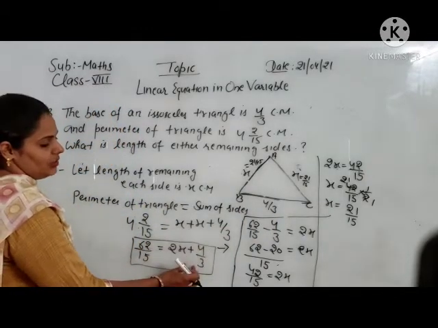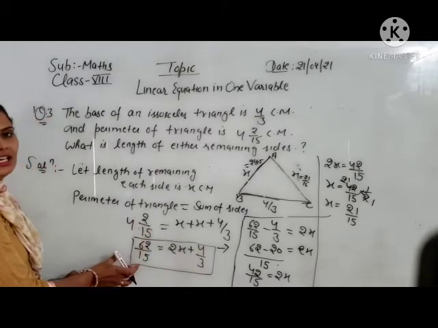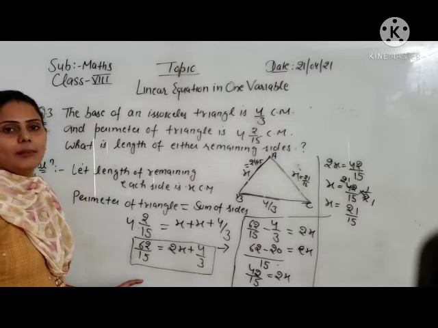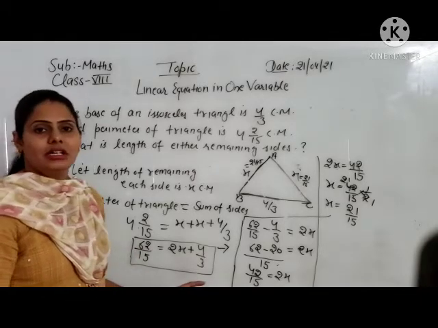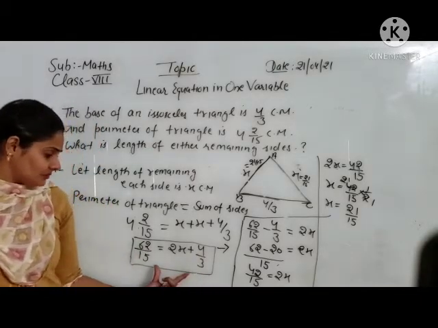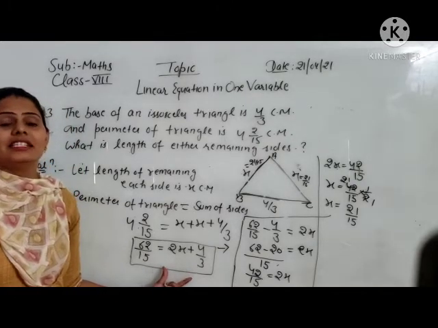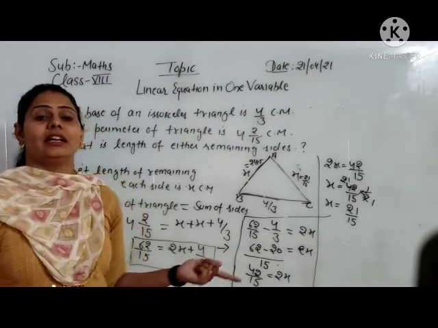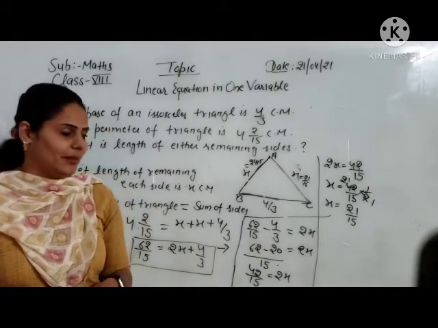So here you will get 2x plus 4 by 3, and on the left hand side, if you solve the mixed fraction, you will get the number 62 upon 15. Now you can see one equation is coming, and this type of equation is called a linear equation in one variable. And how will you solve the linear equation? I have told many times.